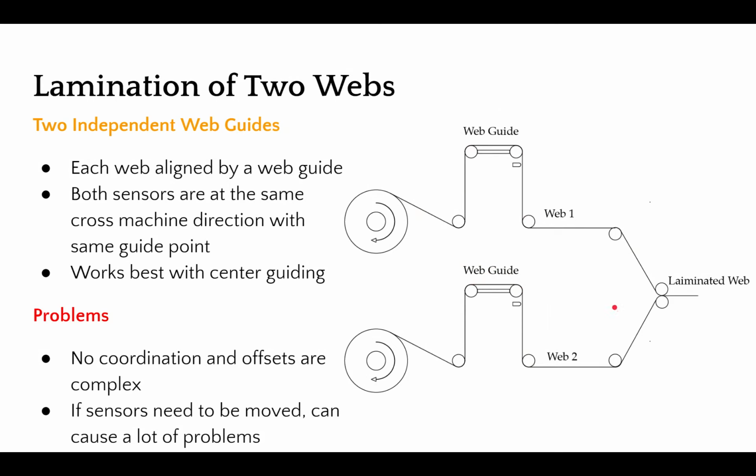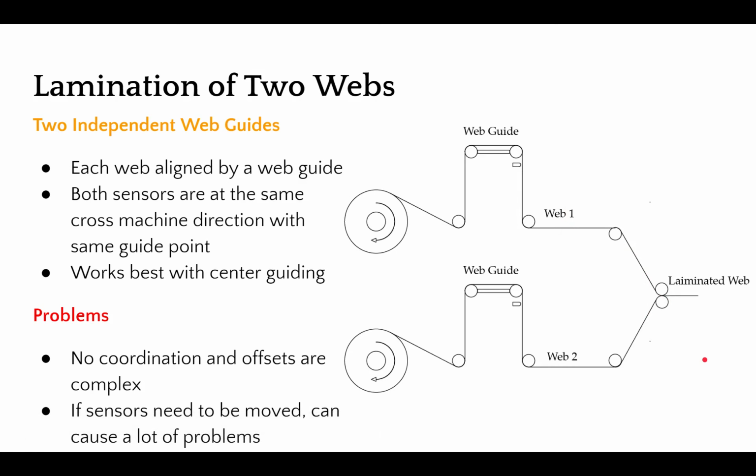web, and then somehow physically have the sensors of those corresponding web guides exactly at the correct position with respect to each other. And if we do that, then we should be able to laminate these two layers of the web.